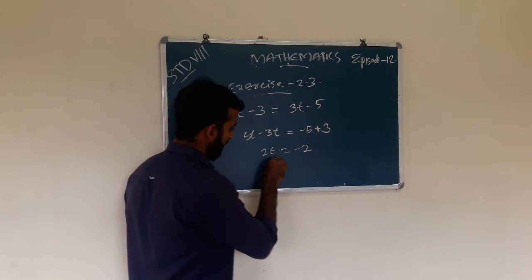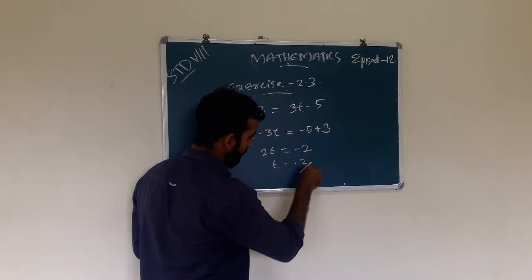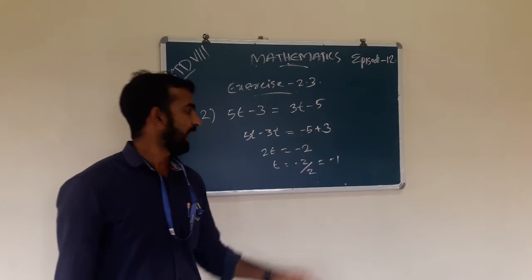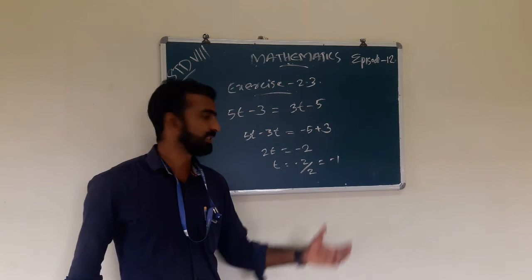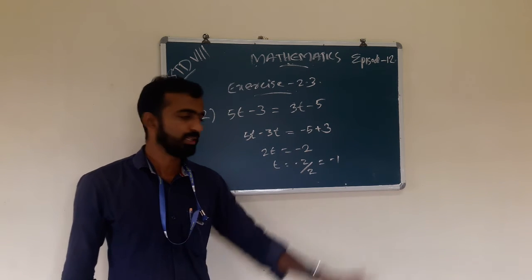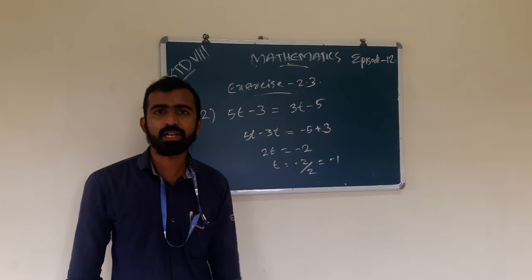That is t equal to negative 2 by 2. That is negative 1. The answer is negative 1. This is the solution for the second question.